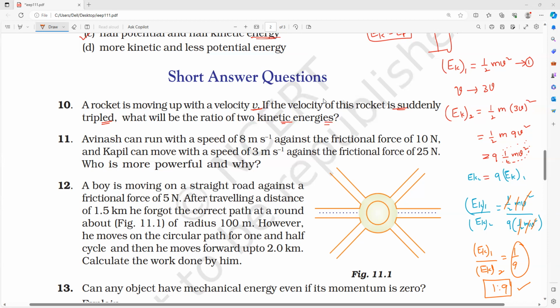Yes, please. Next. Avinash can run with a speed of 8 meters per second against the frictional force of 10 newtons. And Kapil can move with a speed of 3 meters per second against the frictional force of 25 newtons. Who is more powerful and why?